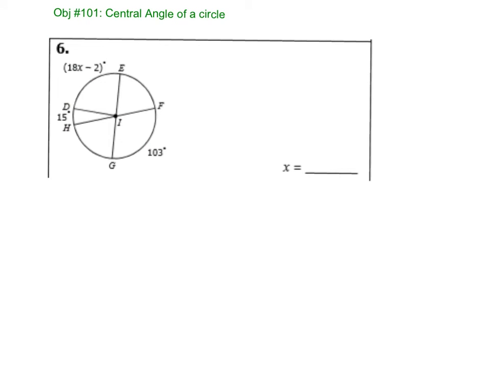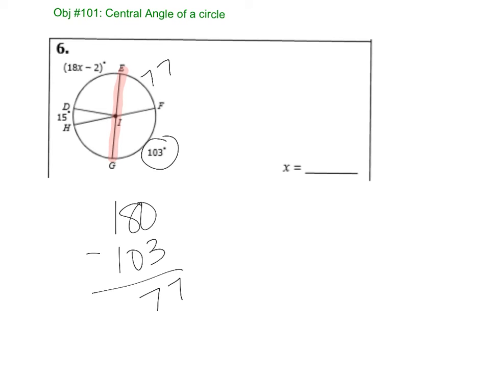All right. Again, a little more difficult, but we can do it. When I look at this, I don't have a lot to go off of, so I'm going to look at my diameter again. I have this diameter. I'm going to start off with that one. There are more than one diameters in here, though. Because this is 103, I can figure out EF. 180 minus 103 is 77. So that's 77. And this angle and this angle are equal. So that means this is 77. Now I have everything I need.